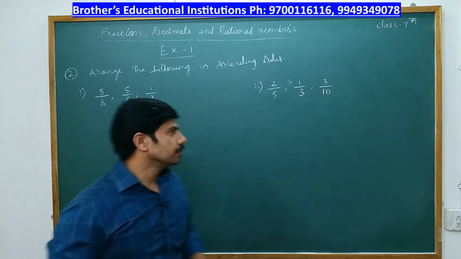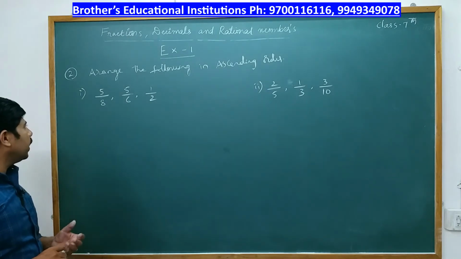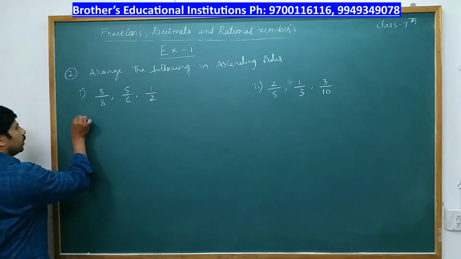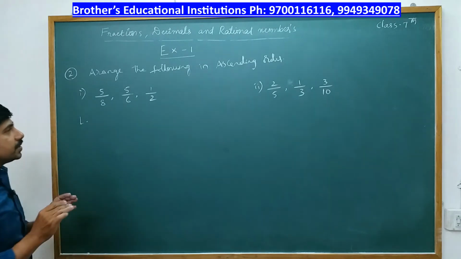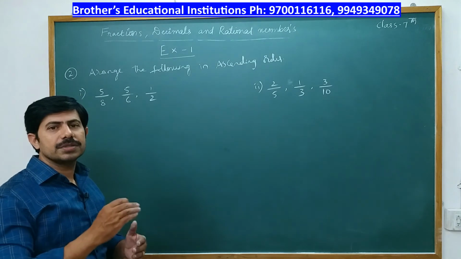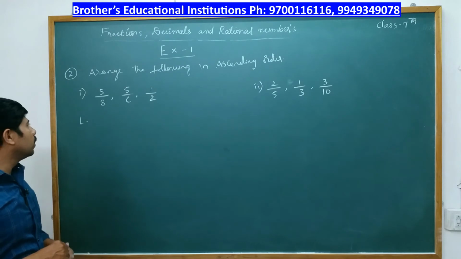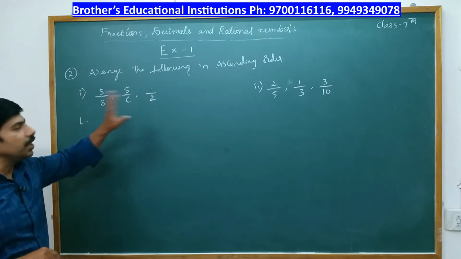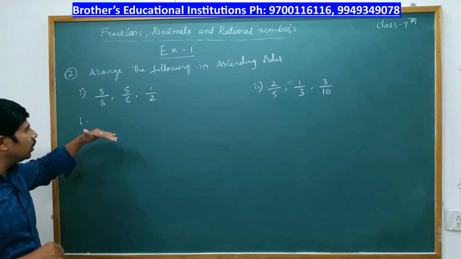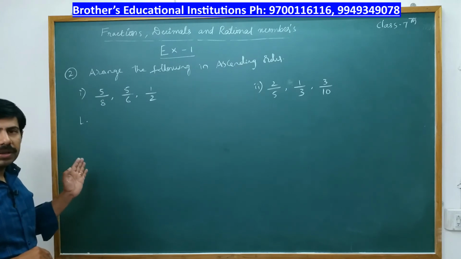Next question. Arrange the following in ascending order. We have 5 by 8, 5 by 6, 1 by 2. So we take the LCM of 8, 6 and 2. But before taking the LCM, what is ascending order? It is nothing but small to big. But in order to write from smaller number to bigger number, we need to have the same denominators, then only we can write. So here, as the denominators are not the same, it is difficult to tell which is smaller and which is bigger. So what we do is we make the denominators equal.